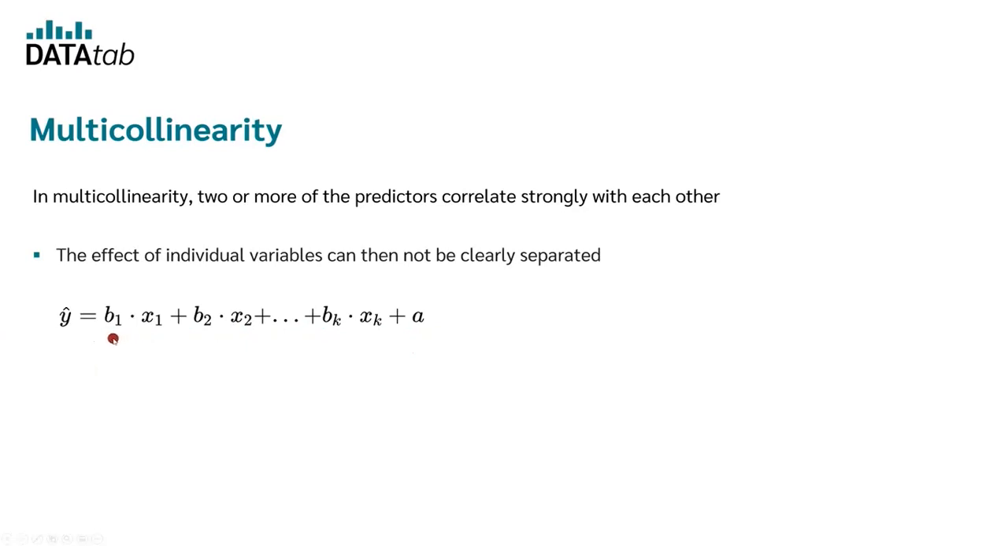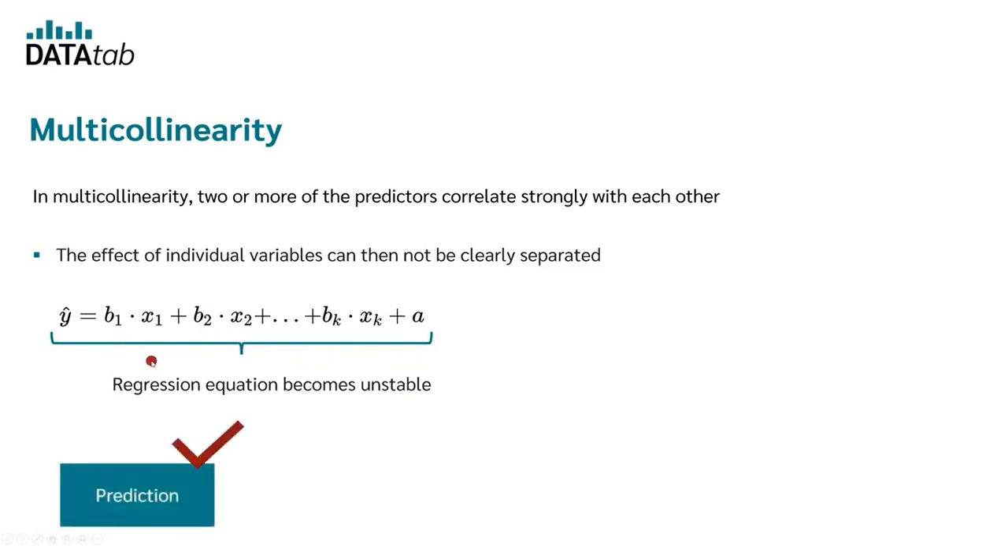So now, for example, if there is a high correlation between x1 and x2, or if these two variables are almost equal, then it is difficult to determine b1 and b2. If both are completely equal, the regression model does not know what b1 and b2 should be. This means that the regression model becomes unstable. If you want to use the regression model for a prediction, it does not matter whether there is multicollinearity or not. In a prediction, you're only interested in how good the prediction is, but you're not interested in how big the influence of the respective variables is.